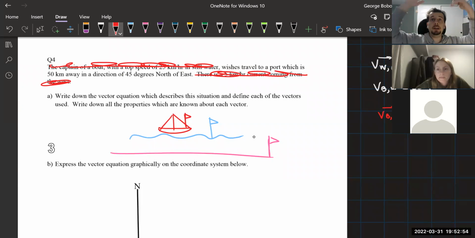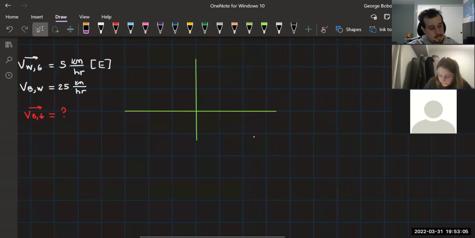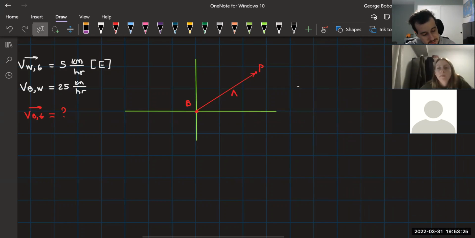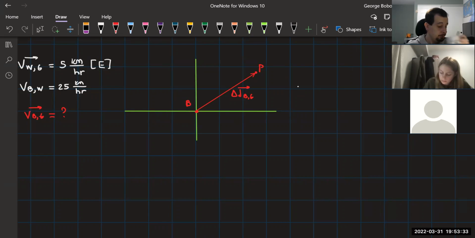So if there was a guy above, like in an airplane, or someone at a very tall seat that's fixed to the ground, watching the boat, he'd see it travel in this direction. Like this is where the port is. This is where the boat is right now. So someone sitting at a very tall chair in the ground would see the boat travel in this direction. That's its displacement vector right now. This is delta D, boat with respect to ground. That's the goal. That's where we want to go with respect to the ground.